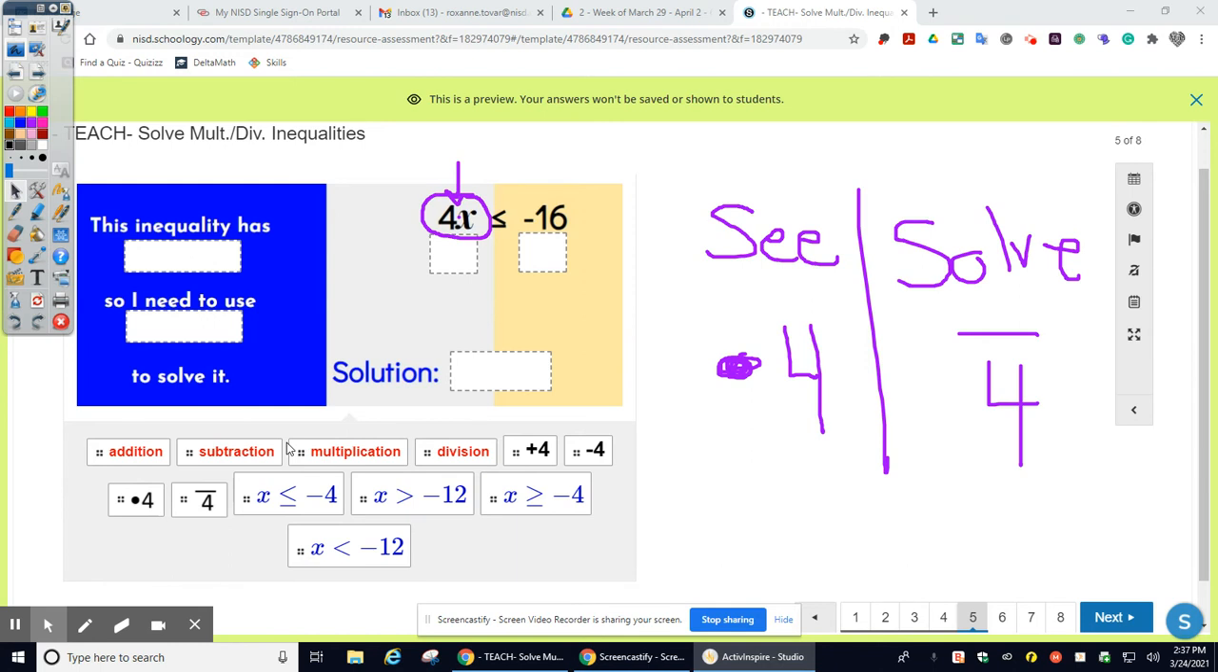So here, what we see is multiplication. How we're going to solve is division. So we're going to put divide by 4 on both sides. Remember, the side of x cancels out. And then negative 16 divided by positive 4 is a negative 4. And then we're just going to repeat the inequality that we see, a less than or equal to inequality. So we're going to go ahead and put x is less than or equal to negative 4.